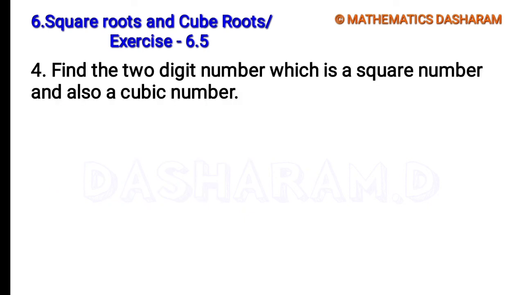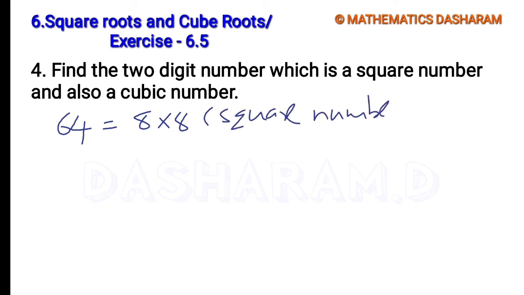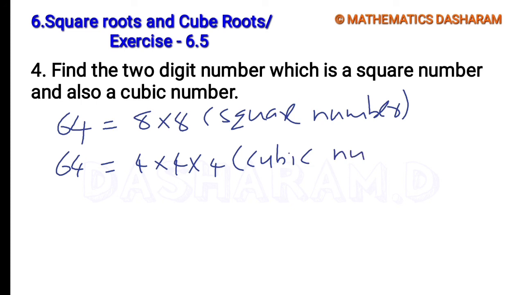Last problem in this exercise, find the two-digit number which is a square number and also a cubic number. So the two-digit number is 64, because 64 equals 8 into 8, so it is a square number. 8 8s are 64. The same 64 can be written as 4 into 4 into 4. 4 4s are 16, 16 4s are 64, so it is a cubic number. So the two-digit number which is a square number and a cubic number is 64.